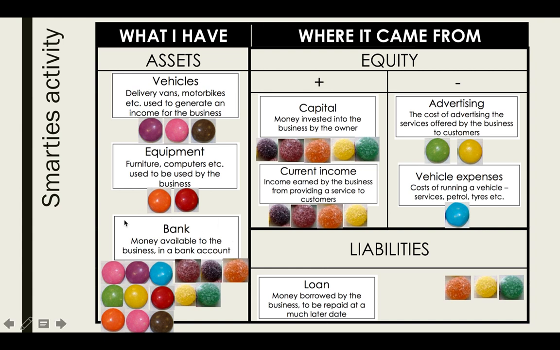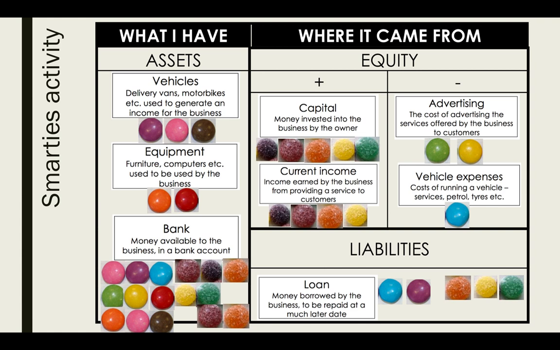This is another case where our bank is going to get smaller and at the same time our loan is going to get smaller. So therefore we want to use Jelly Tots in bank to show the decrease, and we want to show Smarties in loan to show the decrease. So that's what that is going to look like.